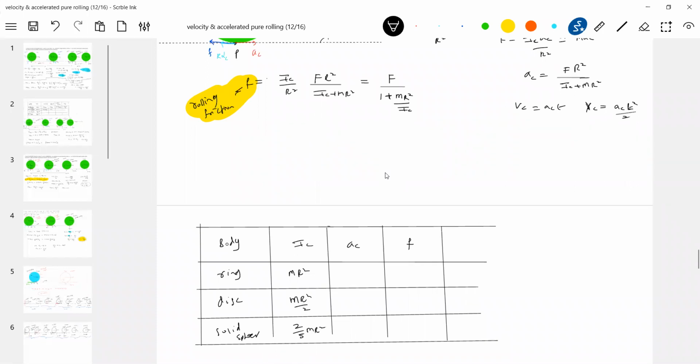Okay, let's calculate acceleration. What should be the acceleration of this one? I is what? M R square. So how much will the acceleration be? F by 2m. Then how much will the friction be? F by 2. If it were static, it would have been equal to F, no?